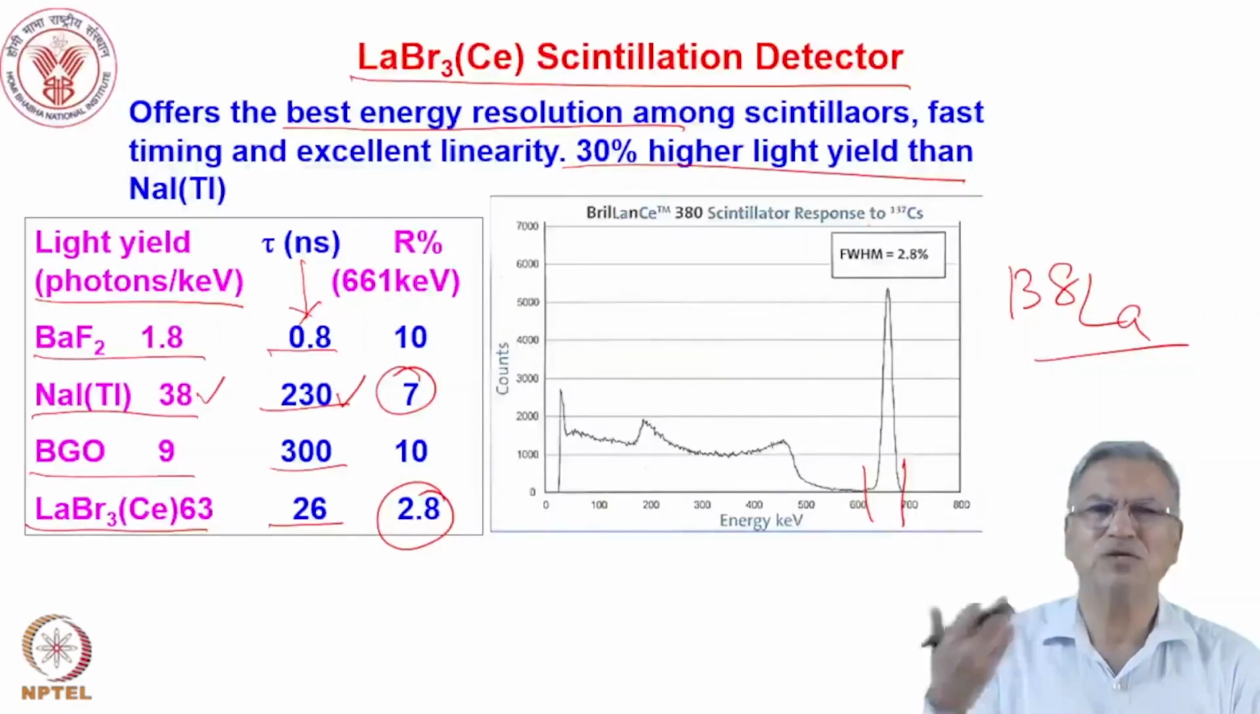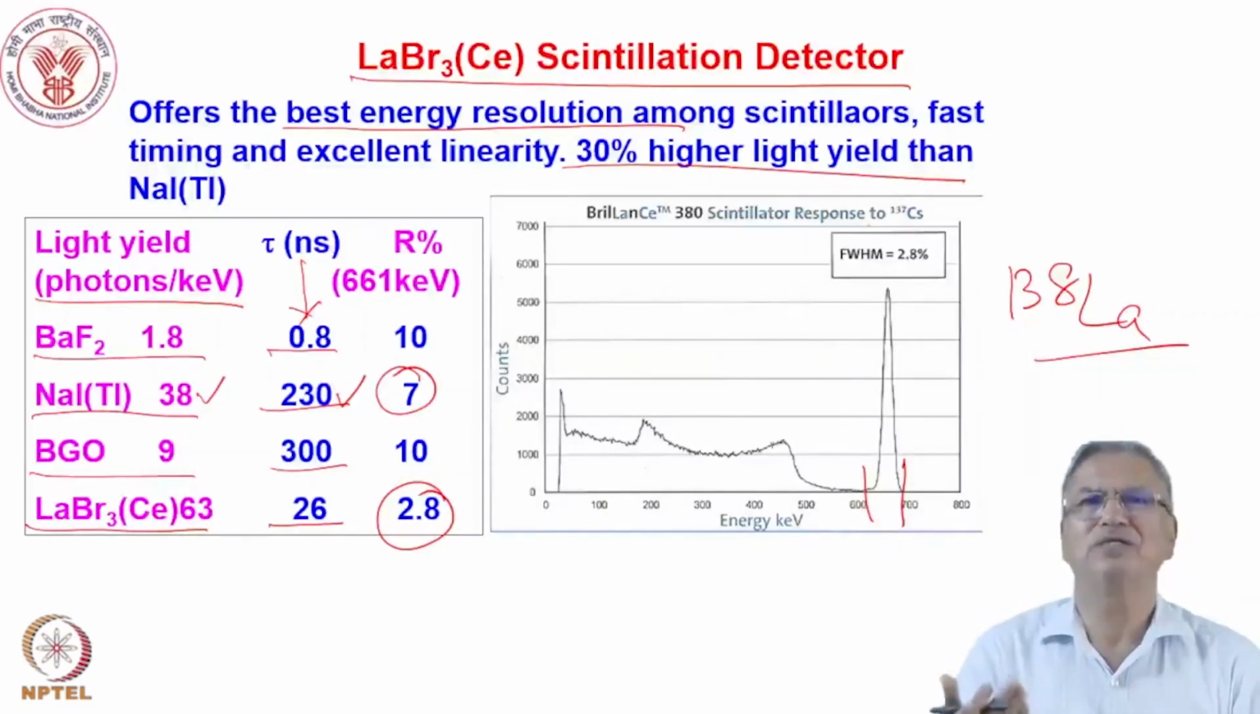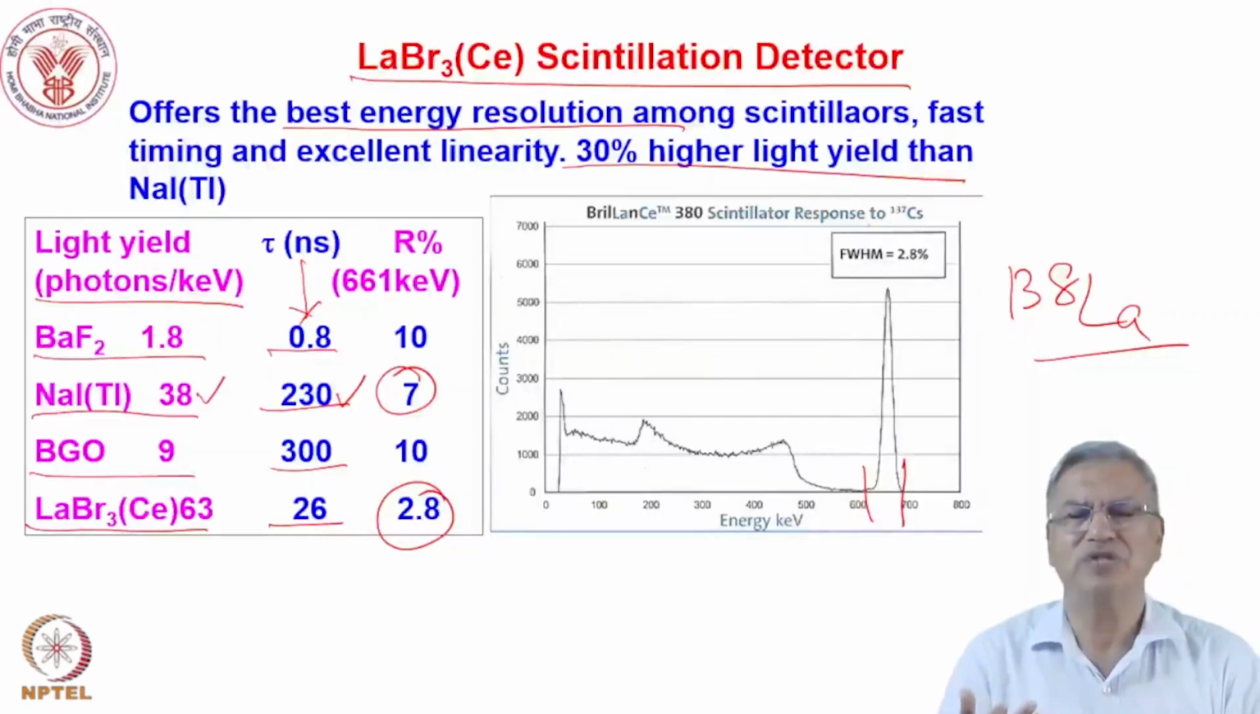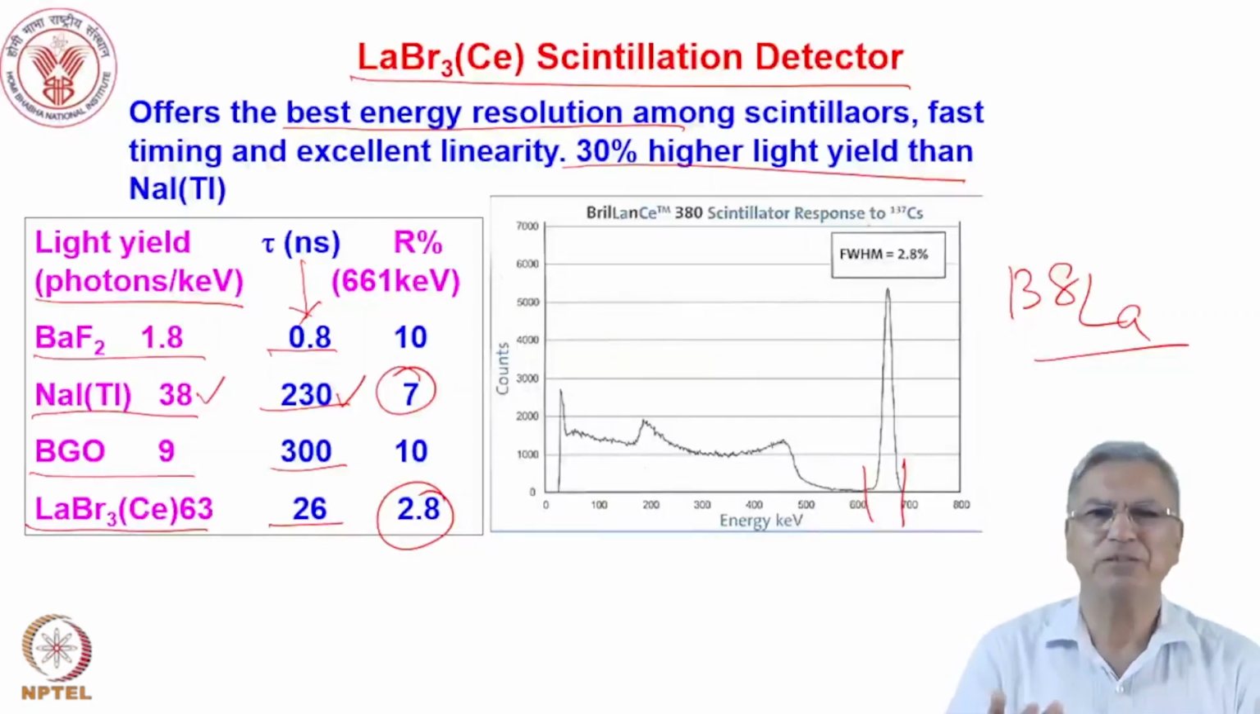But in the subsequent lecture we will discuss the semiconductors, germanium and silicon, which though they have low Z, and because of that the efficiency is not very high, you will have excellent resolution and they are ideal for gamma ray spectroscopy.